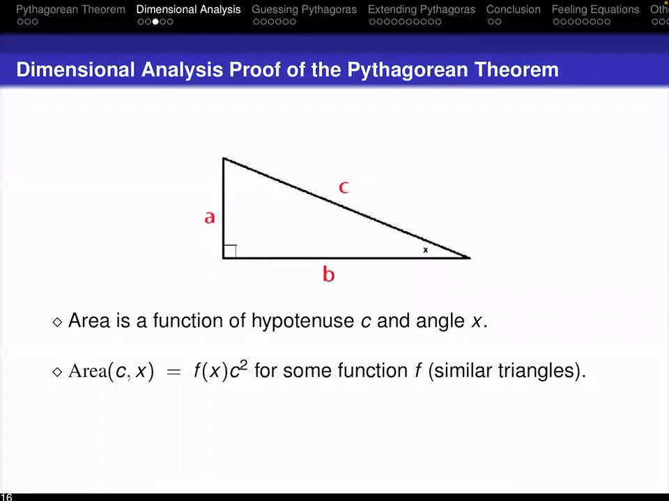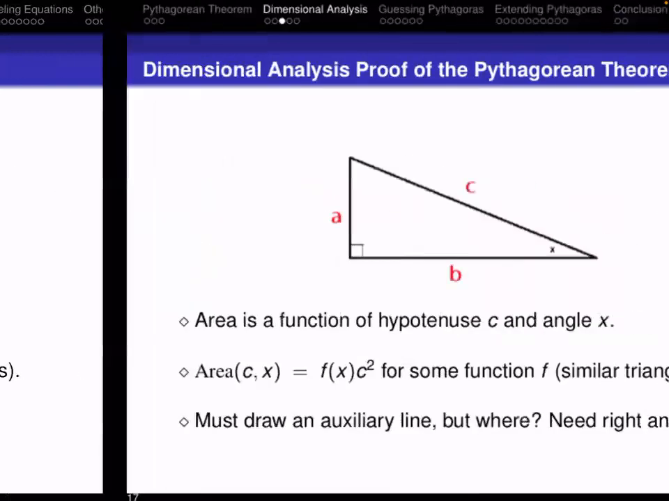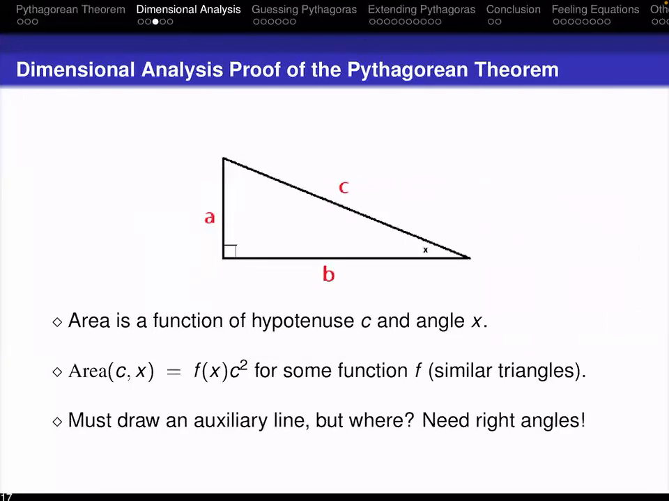So I can write my area, which is a function of C and X, so we're doing multivariable calculus, we have a function of two variables. I can write it as f of X times C squared, where f is some unknown function. And we see that the area is proportional to the hypotenuse squared. Now, as I remarked, all good geometry proofs at some point require you to draw a line. So we need to draw a line, but where? So does anybody have a thought about how I can draw a line and get some right angles?